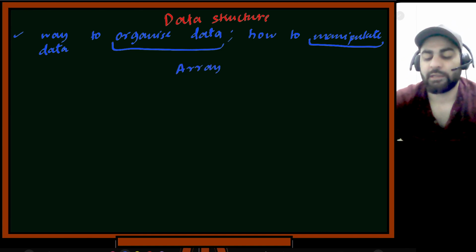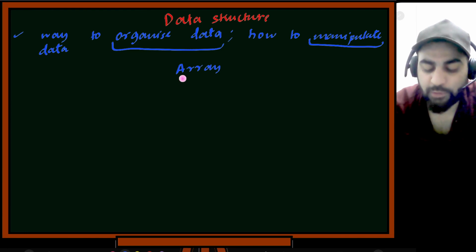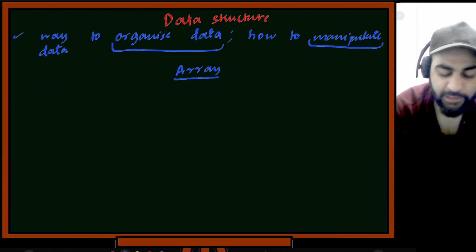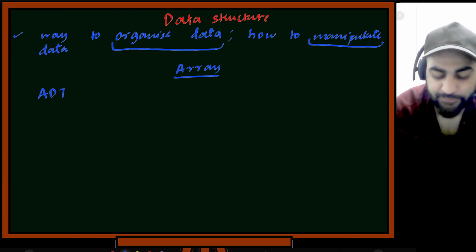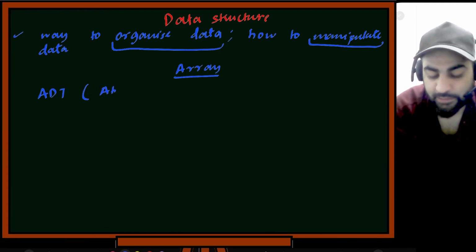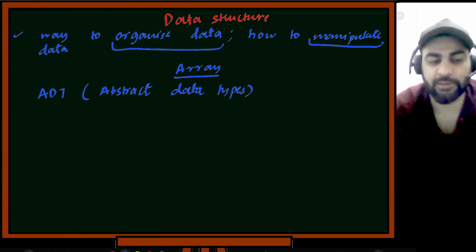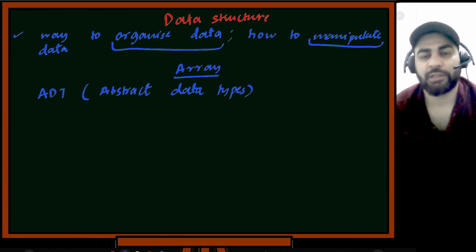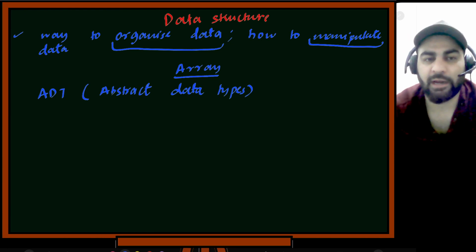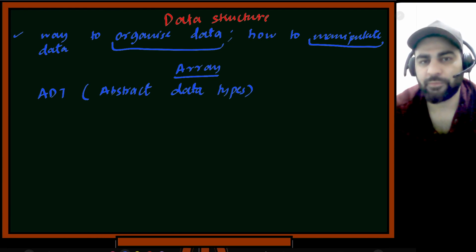Before arrays, I would like to give you an overview of ADTs, what is called abstract data types. They are sometimes also called interfaces. Okay, there's a difference between data structure and abstract data types. So what is the difference?